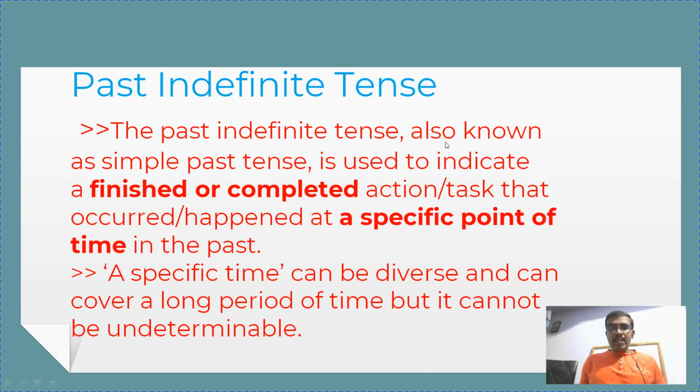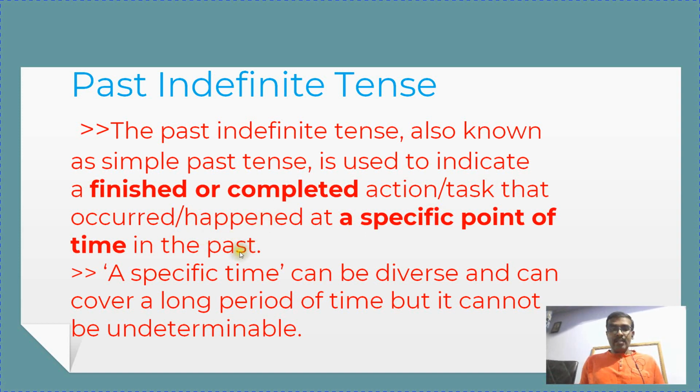So past simple tense is also called past indefinite tense. Indefinite means completed things. Okay. So it is used to indicate a finished or completed action in the past that happened or occurred at a specific point of time in the past. Something might have happened in the past and it was completed. The completed actions will be referred to with the help of past indefinite tense or past simple tense.